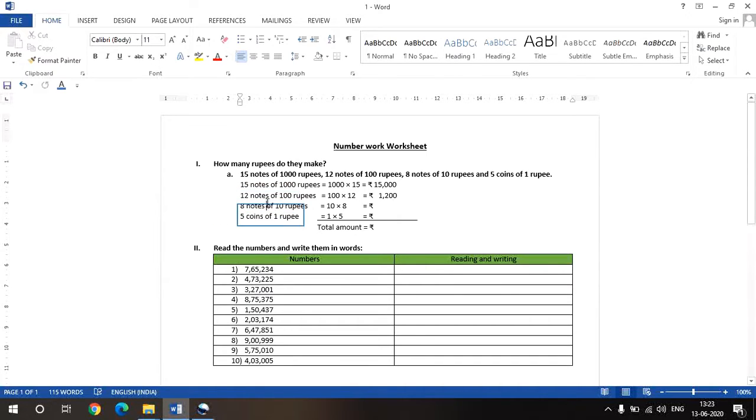The third and the fourth part. Here I have written the statements, but you have to find the answer. 8 notes of 10 rupees is equal to 10 into 8. You have to solve this, 10 into 8, and find out the answer and write it over here. Next line, 5 coins of 1 rupee is equal to 1 into 5 is equal to how much rupees? That also you have to multiply and write the answer.